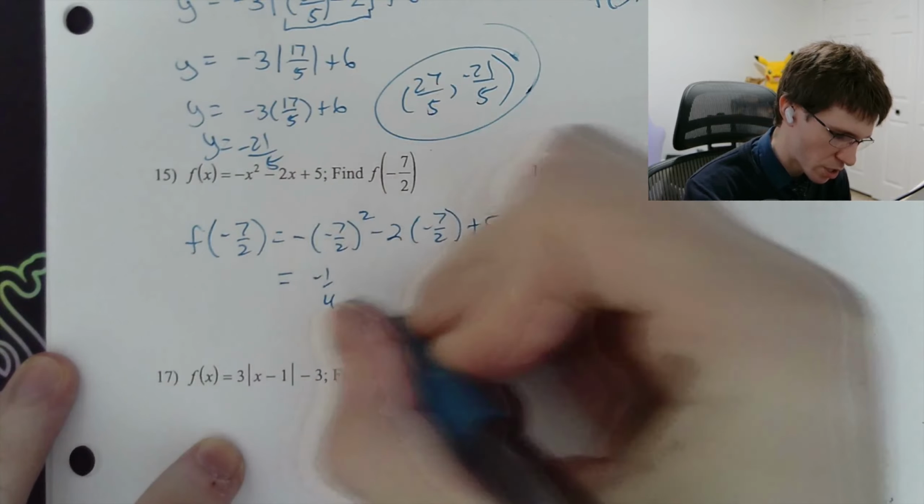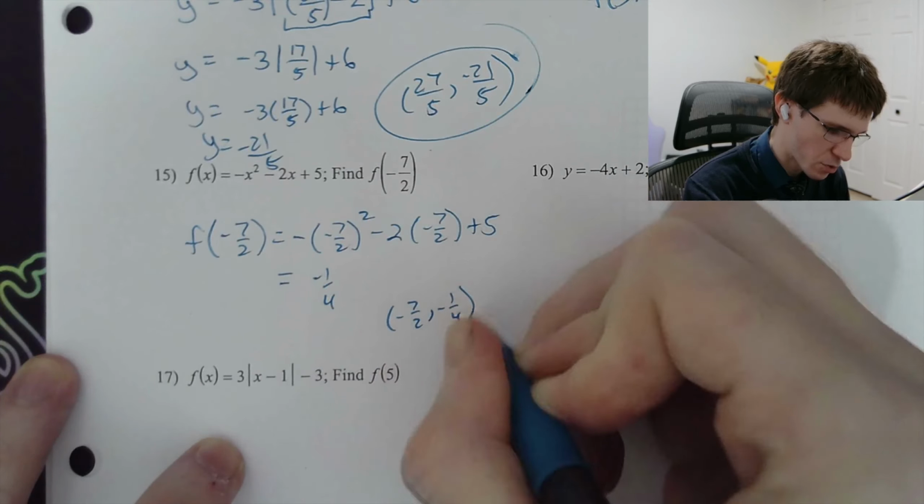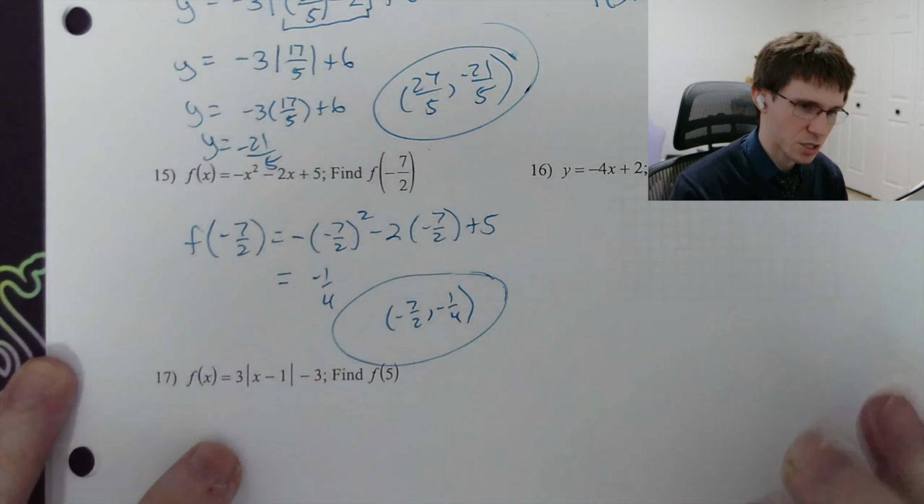The answer is negative 1 over 4, so we have this answer: negative 7 over 2, comma, negative 1 over 4. Let's move on to our next question.